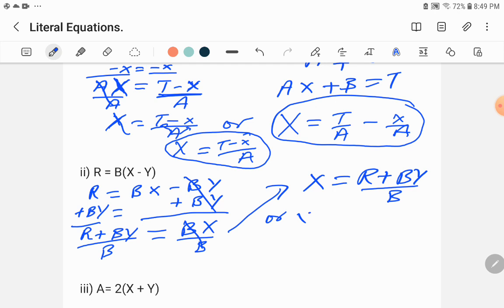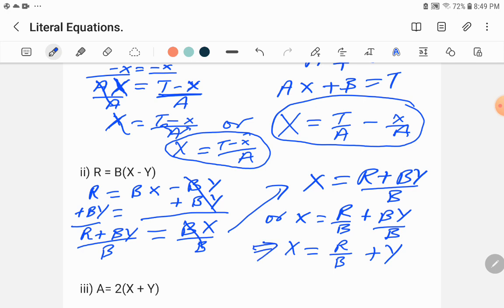we can have x is equal to r over b plus by over b, and here b and b cancel, so that'd be x equal to r over b plus y. Okay, so again, you have two forms of the same answer. So on a multiple choice test, they can give you this as the answer. So you want to make sure that you know both versions of the correct answer.